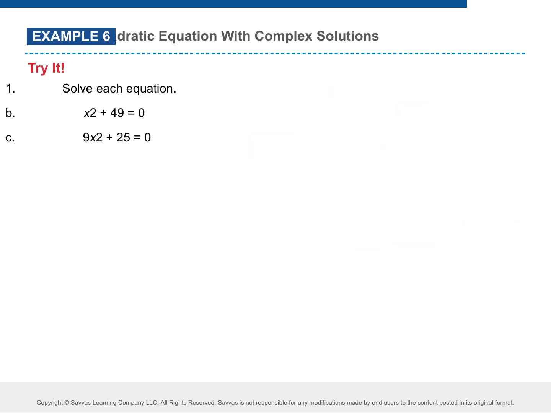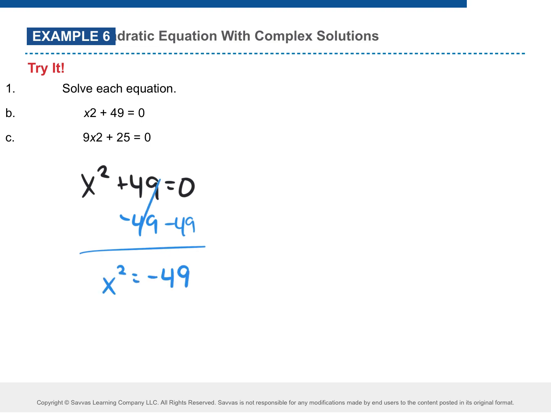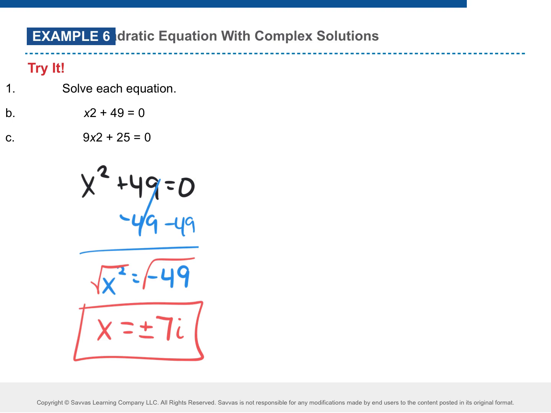Part A says x squared plus 49 equals 0. Again, we have an equation, so our whole goal is to get x by itself. How do I do that? Subtract 49. So we get x squared equals negative 49. What's my last step to solve? Square root. So we get x equals 7i. How many answers should we have? 2. Positive, negative.